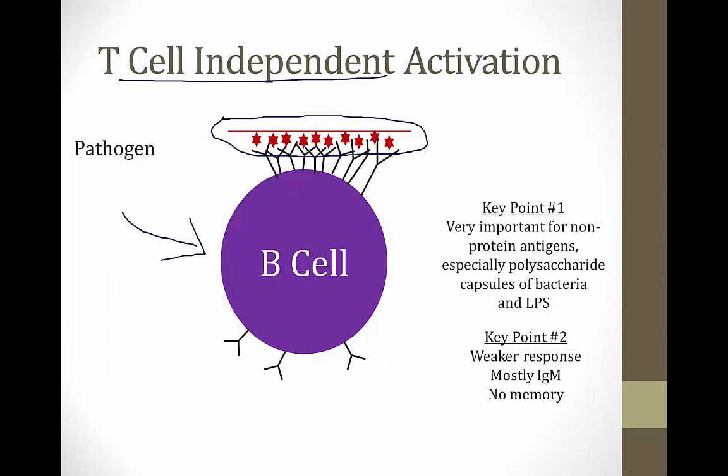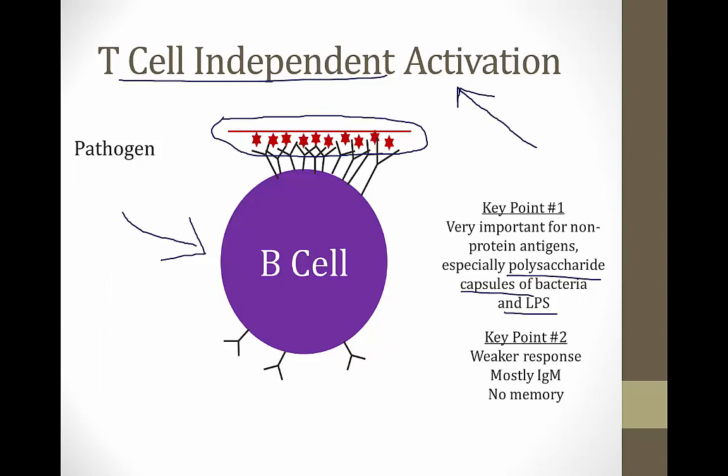A couple of very important points about this process. The first important point is that this is very important for non-protein antigens, especially polysaccharide capsules of bacteria and lipopolysaccharides. If the only way to activate B cells was with T cell help, then B cells could only respond to protein antigens because T cells only respond to protein antigens. But because of this alternate T cell independent pathway, B cells can sometimes react to non-protein antigens.